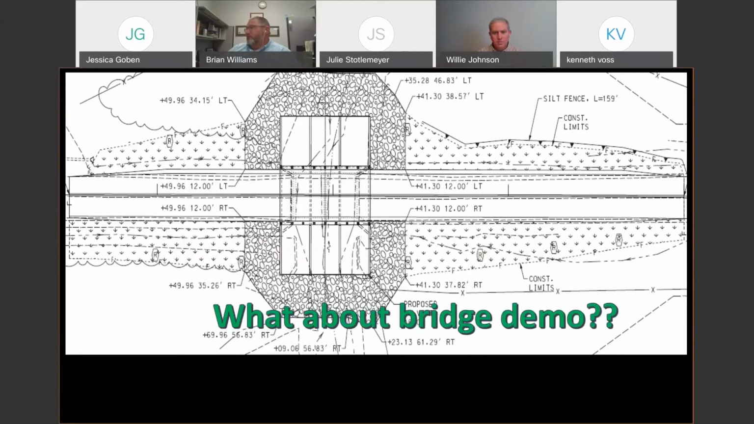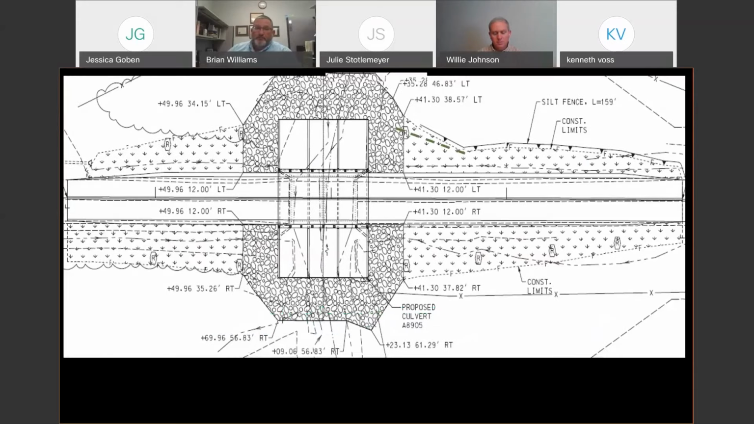What about the bridge demo? Again, this is a box culvert. We're going to open up this roadway and we're going to peel it back, be able to get in there and put that box culvert in there. So what about that bridge demo? What about the bridge construction, right? So what I've laid out here is what my evaluation based on what I'm seeing and knowing what operations are going to happen, what I would call an initial clearing and the perimeter control phase might look like.